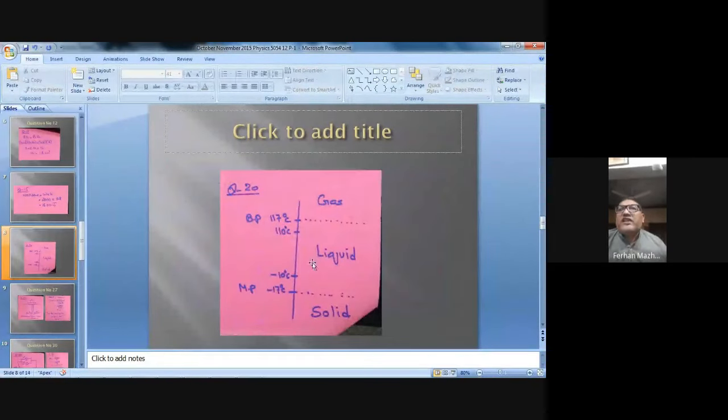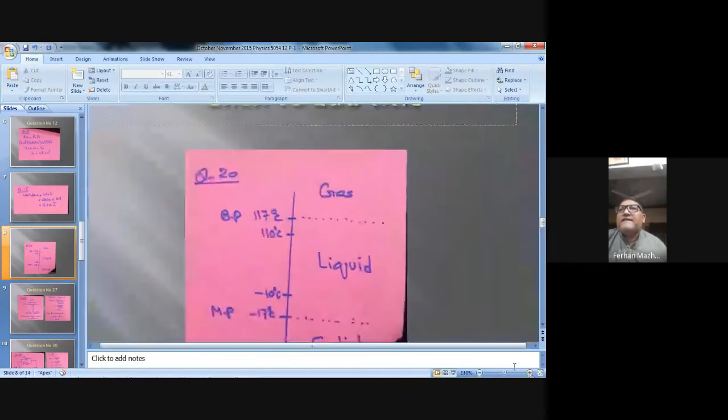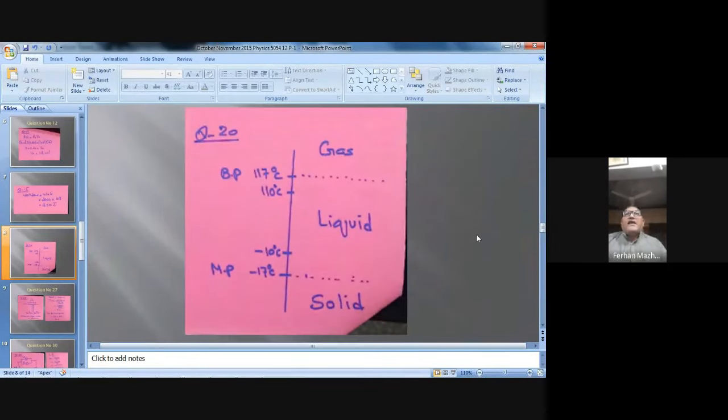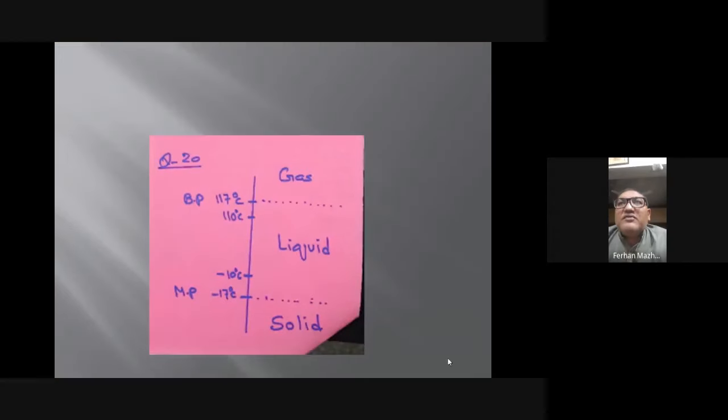On your screen, I hope you can see, I have drawn a line which represents the temperature. At minus 17 degrees centigrade, that is the melting point. So below this, the substance will be solid. Above this, it will be in the liquid form. 117 degrees centigrade is the boiling point. So above this temperature, the substance will convert into gas.